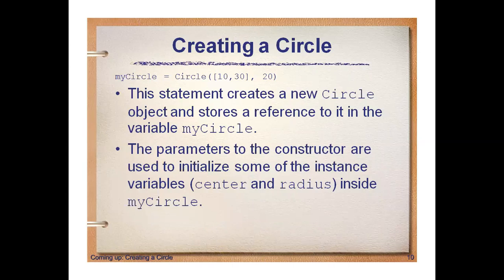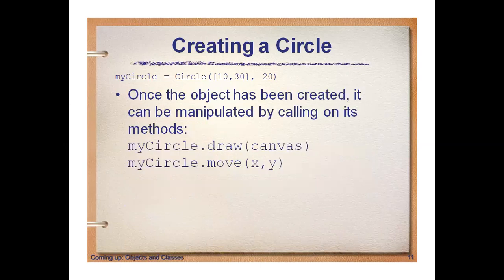So this statement creates a new circle object and stores the reference to it in the variable myCircle. Now the parameters of the constructor are used to initialize some of the instance variables, center and radius, inside the object. The words are simple. I'm not required to explain anything here.